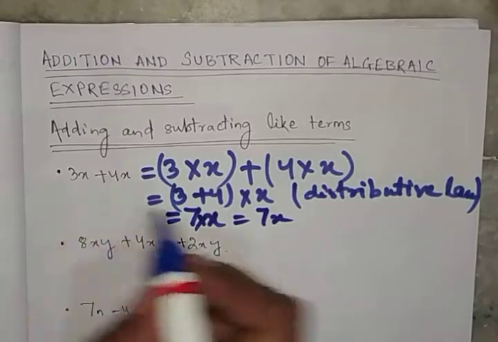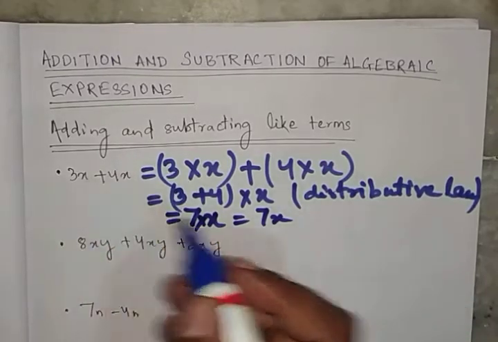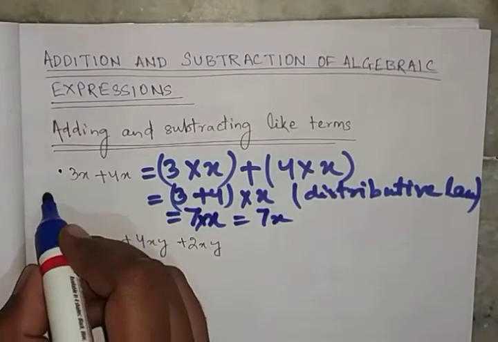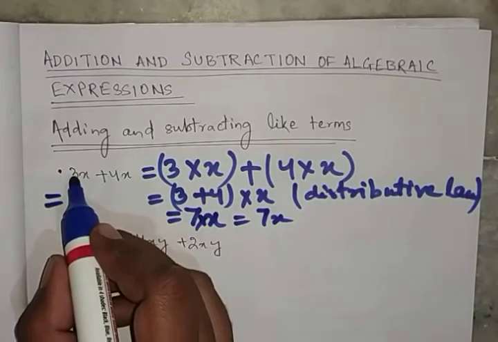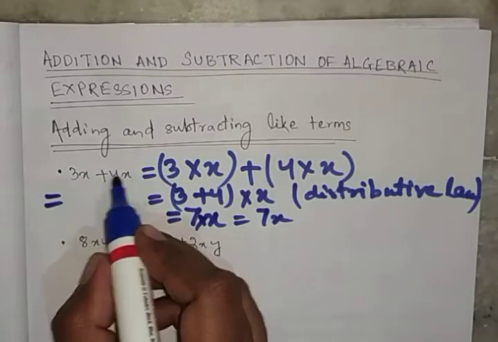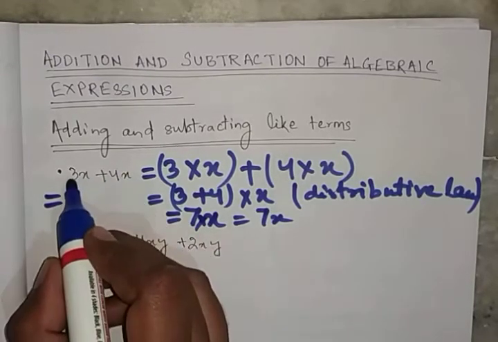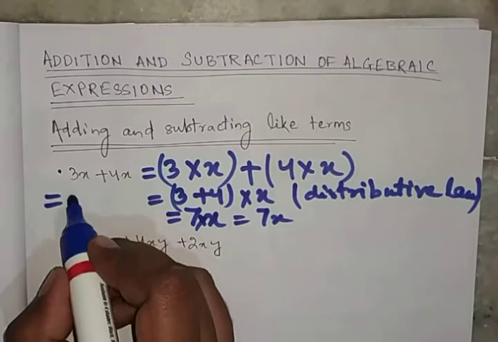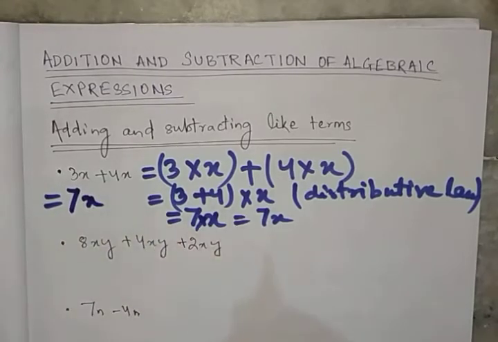Or you can simply do this: 3x plus 4x, you add the numbers. These are like terms because they have the same variables. So you add the numbers, the constants, 3 plus 4, the numerical factor. How much? 7x. Like that you can simply do.